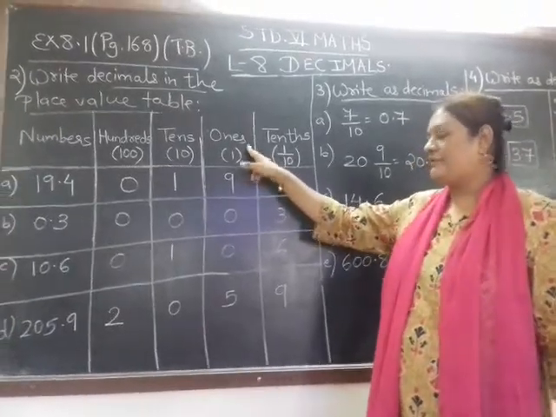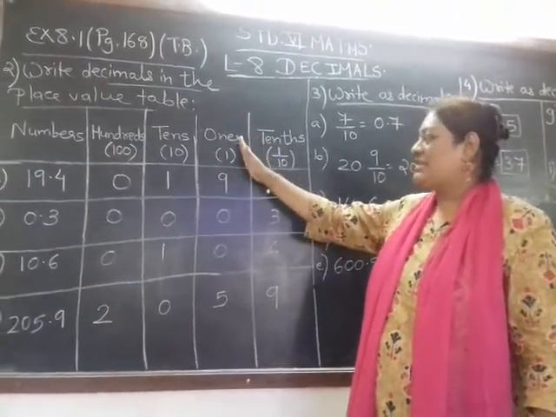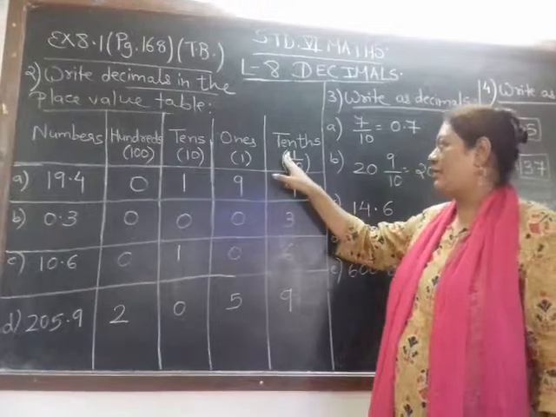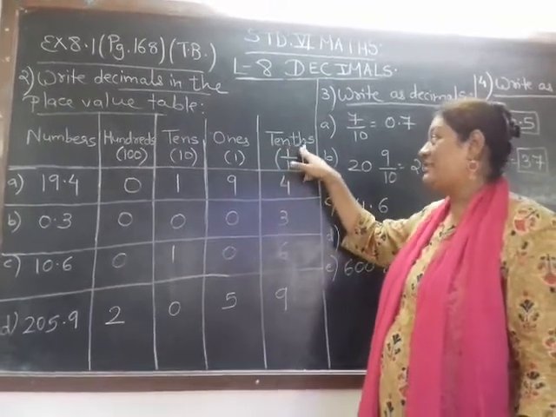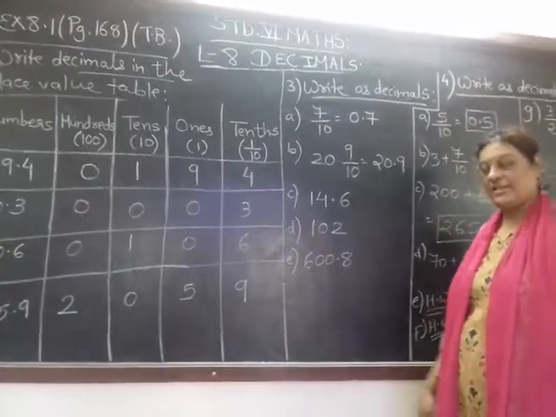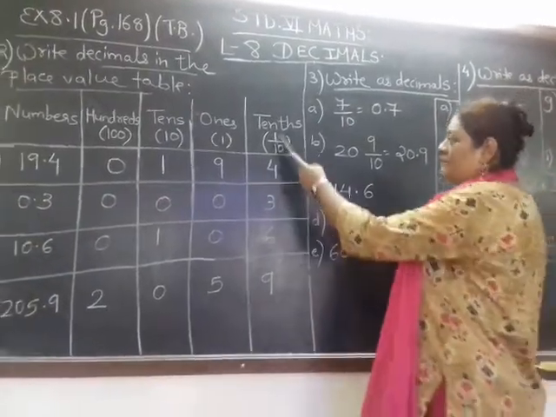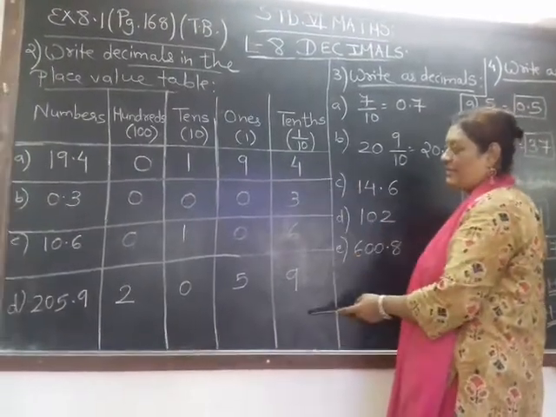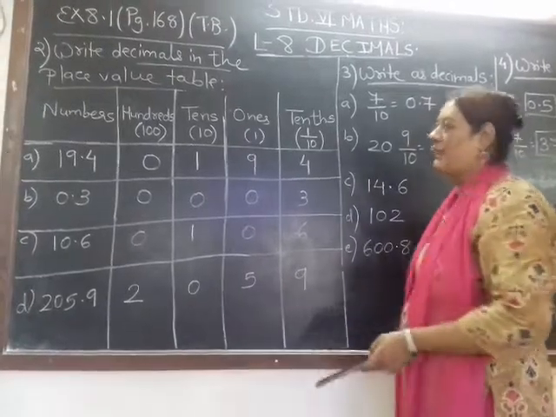After the decimal point, we have the place value 1 upon 10, that is tenths, and then 1 upon 100, that is hundredths. That we will see later. Till 1 upon 10, that is tenths, you remember for exercise 8.1.